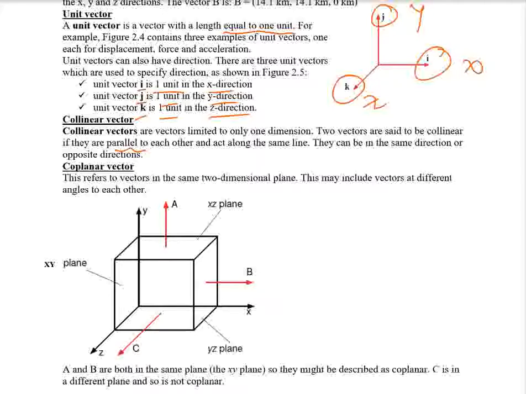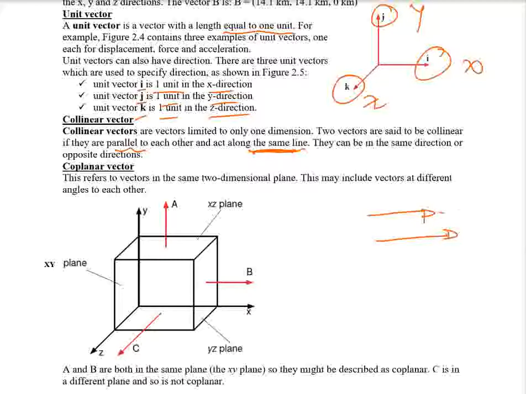Collinear vectors are parallel to each other and they act along the same line. They can be in the same direction or opposite, but they must be parallel and they must lie in the same line. For example, if we draw vector 1 and vector 2, these two vectors are not collinear. They are parallel, but they are not lying in the same line.